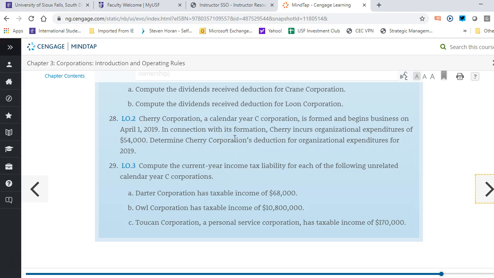So the rule is that generally the first 5,000 of organizational expenditures are expensed, and the remaining are amortized over a 180-month period, beginning with the month the corporation begins business. However, the 5,000 expense amount is reduced dollar for dollar for the amount of organizational expenditures in excess of 50,000. Okay, so keep in mind they spent 54, which is above 50.